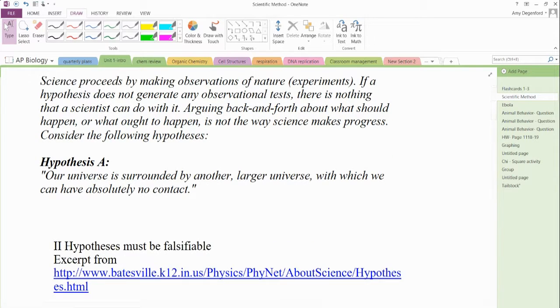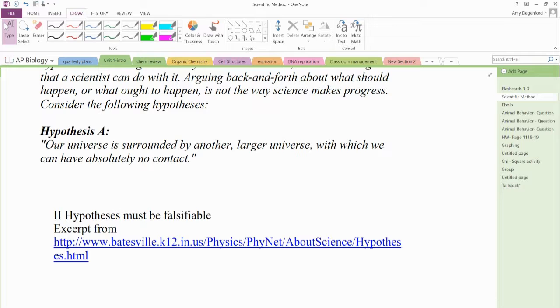Consider the following hypotheses. Hypothesis A. Our universe is surrounded by another larger universe with which we can have absolutely no contact. We really can't make any observations about that. That is just rather useless. Right now, at least, we have nothing to measure that with.